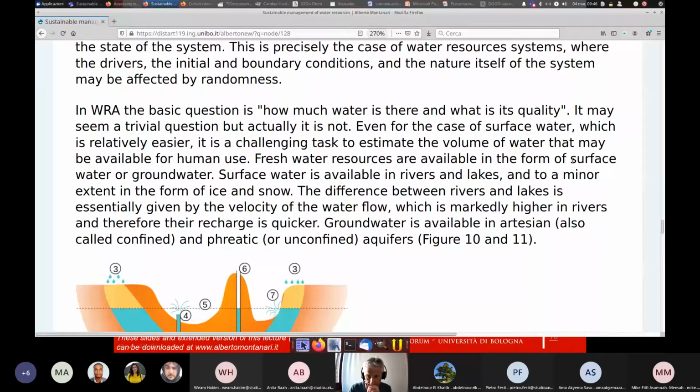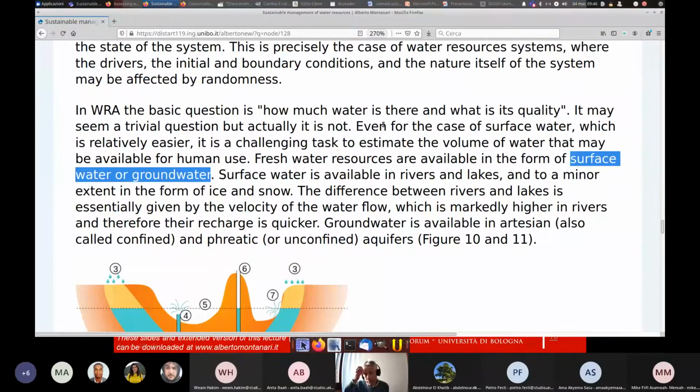And so surface water and groundwater. You see, surface water or groundwater. And groundwater is available in aquifers. Now, what is the difference when we talk about surface water? What is the difference between rivers and lakes? Essentially, from a technical point of view, I like to say that the difference is the water velocity. Because in a lake you have a water flow, but it's almost steady. I mean, the velocity of the flow is almost zero.